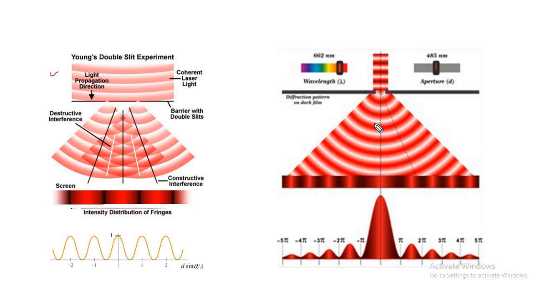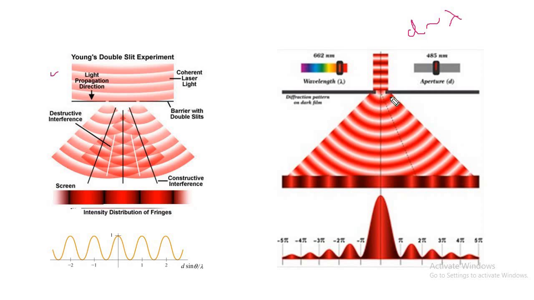Whereas in case of diffraction, on this side you have the diffraction experiment. In this experiment, the primary light source is exposed to a slit. The slit width D, this gap, is comparable to the wavelength of light. In this case, we have taken 662 nanometers, so the gap of the slit is of around this order. So the secondary wavefronts will be produced.